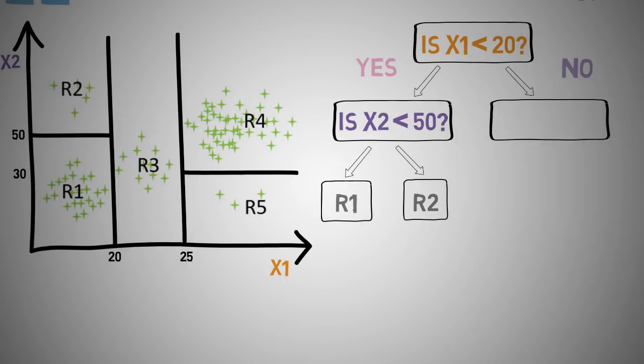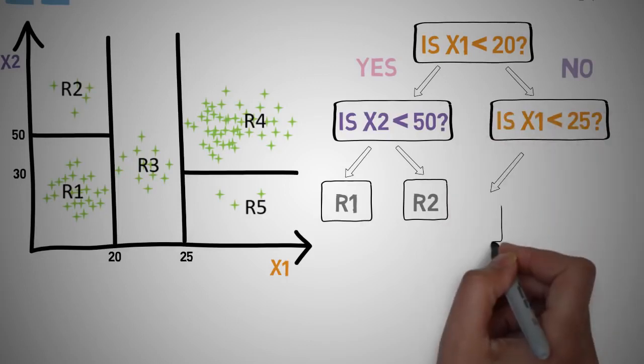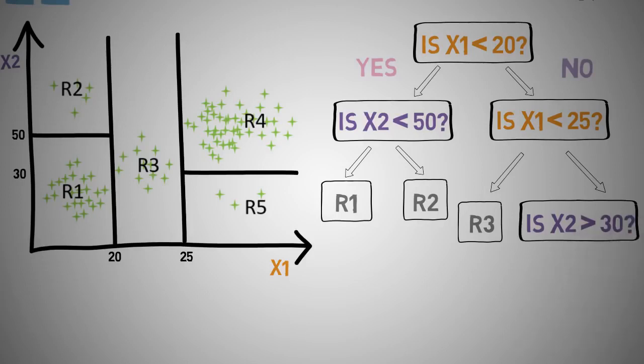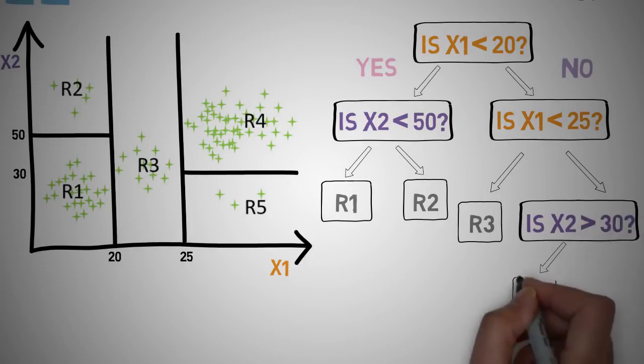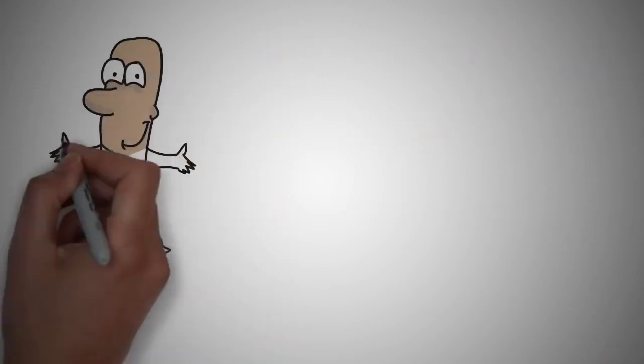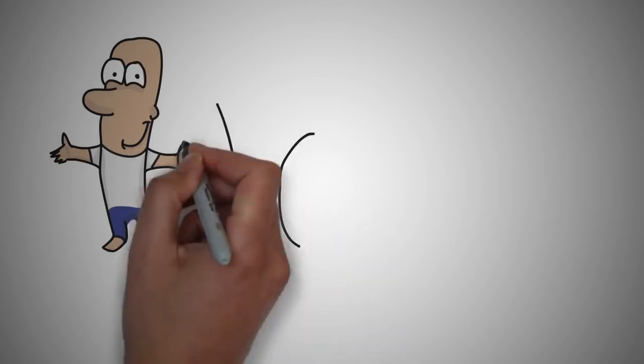Then we go to our other branch and we ask, is x1 less than 25? So over here we look at if it's less than 25. If yes, then it's R3. If no, then we ask ourselves, is x2 less than 30? And if yes, we get R5, and if no, we get R4. So as you can see, that is really simple. This is all the basics to get you on par with decision tree learning.